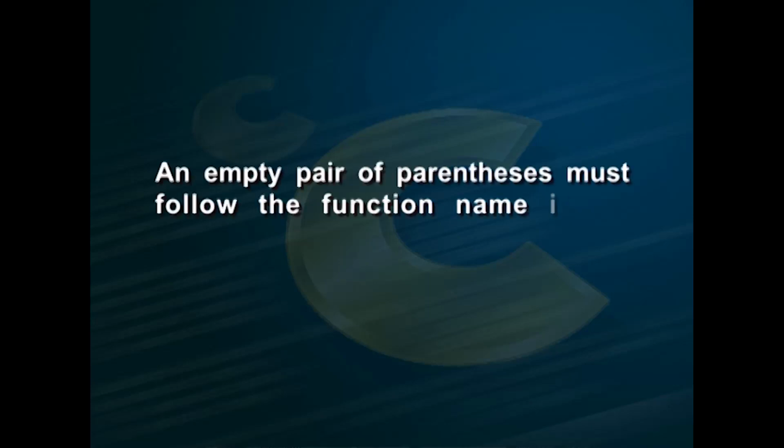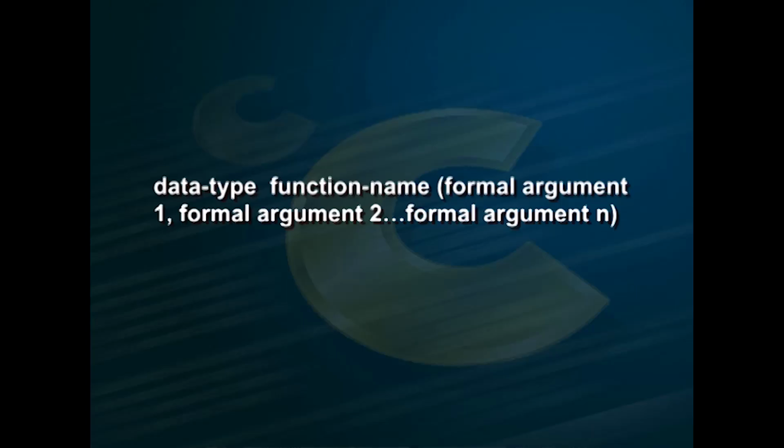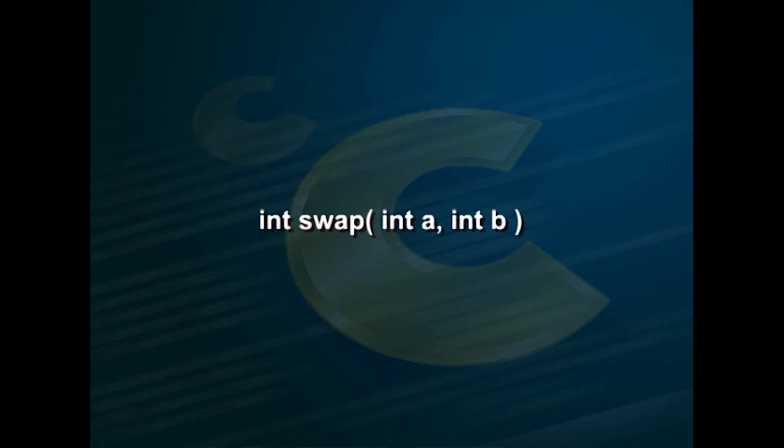As it heads the function, it is known as function header. The set of arguments may be skipped over. The data type can be omitted if the function returns an integer or a character. An empty pair of parentheses must follow the function name if the function definition does not include any arguments or parameters. The general form of the function header is: data type, function name, within brackets formal argument 1, formal argument 2, etc., formal argument n. For example, int swap(int a, int b).